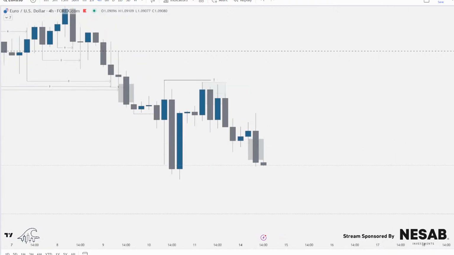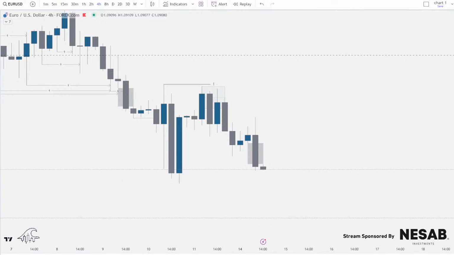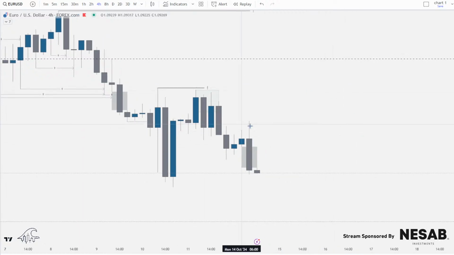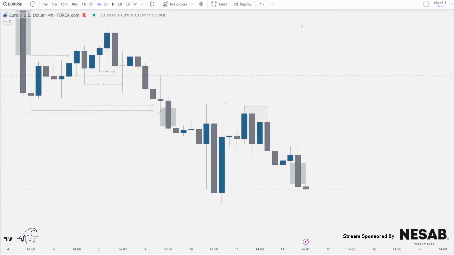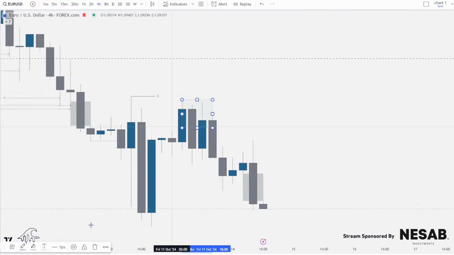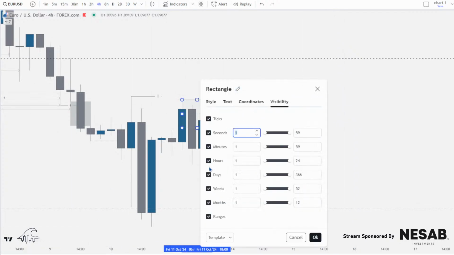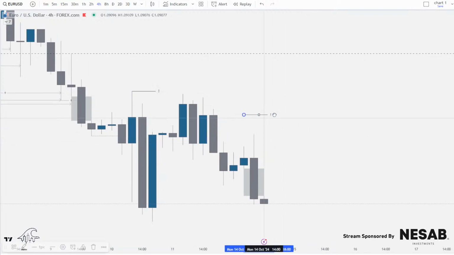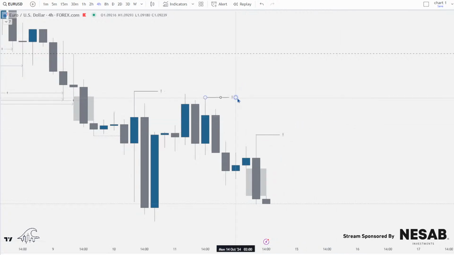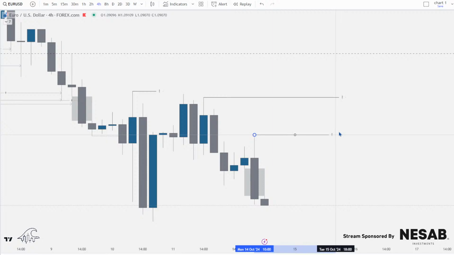Let me just adjust this screen quickly here. There we go. That's better. Okay, so same principle here. Let's change this so the visibility is sub 4 hours. Okay, so we have 1 point, 2 points. These are the points we're going to look to reference for shorting the market down.